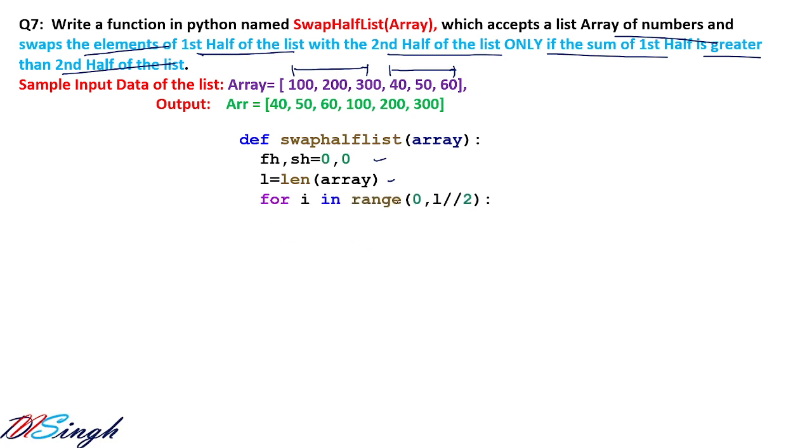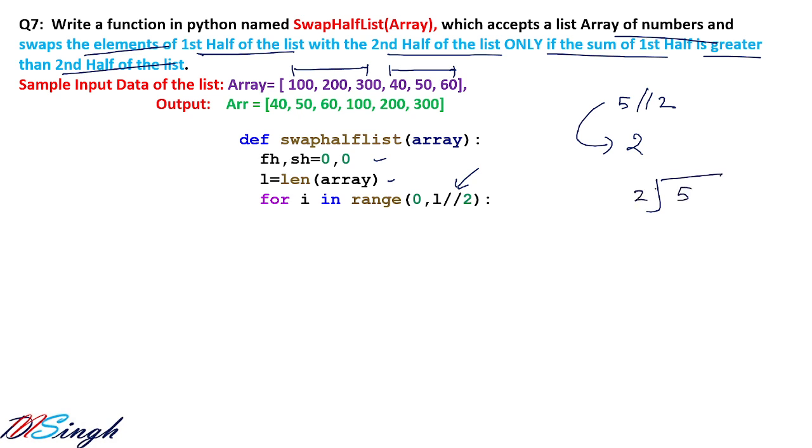Next is what? For i in range 0 to L, this is called floor division. Why? Because if the list has odd length, then a number with a decimal point will come, but floor division will always give the integer part of the quotient. So if your list length is 5, floor divided by 2, this operator will give the result as 2 only, because it will not give the fractional part.